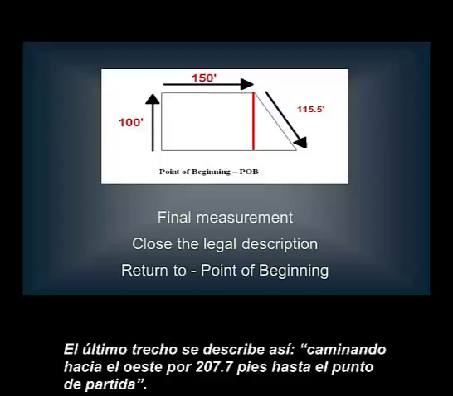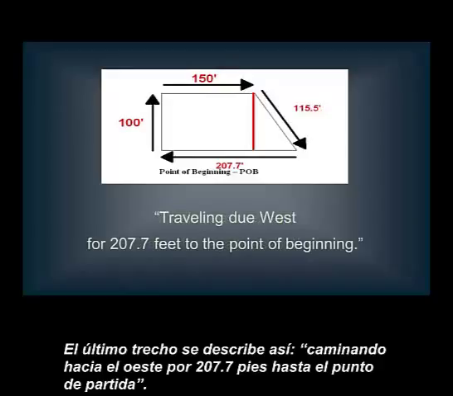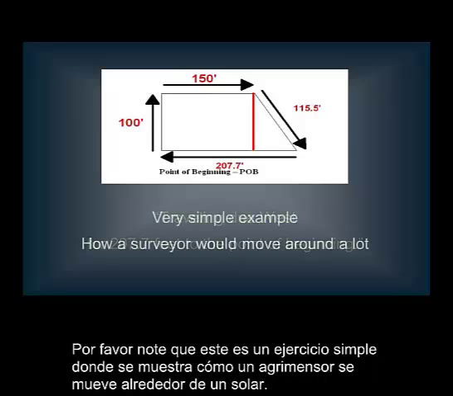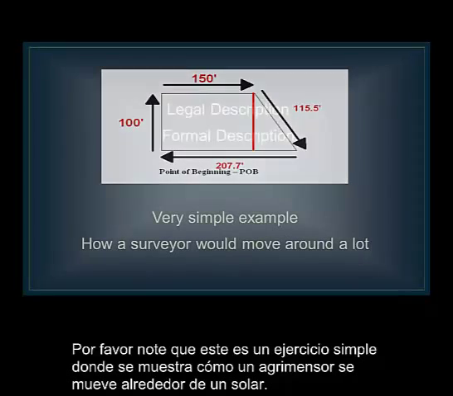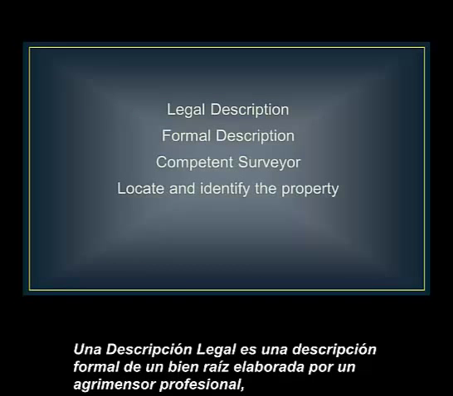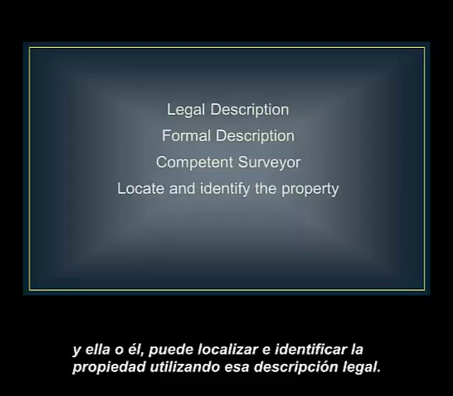This description would read, traveling due west for 207.7 feet to the point of beginning. Please note, this is a very simple example showing how a surveyor would move around the lot. A legal description is a formal description of real property, which could be given to a competent surveyor, and she or he could locate and identify the property using that legal description.